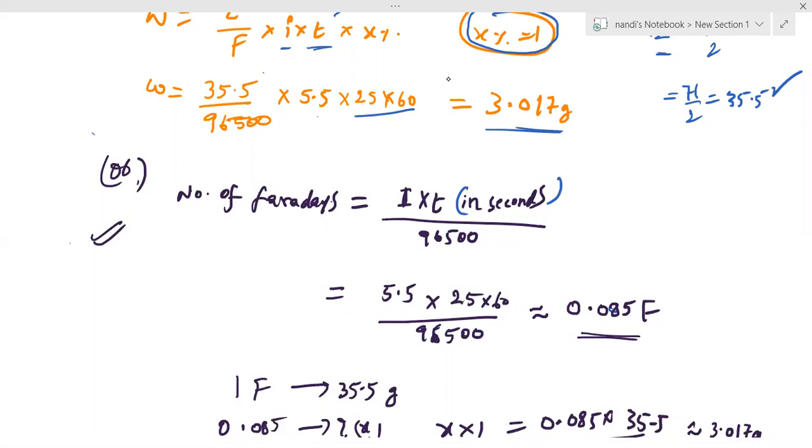So we know that 1 Faraday is equal to how many grams of chlorine, sir, we are getting? 1 Faraday is equal to how many grams of chlorine? 35.5 grams of chlorine. You know that very well. So I'm doing the same thing: 1 Faraday gives 35.5, and this many Faradays equal to how much? By calculating, you will get the same answer again.